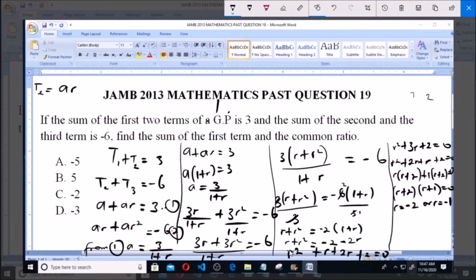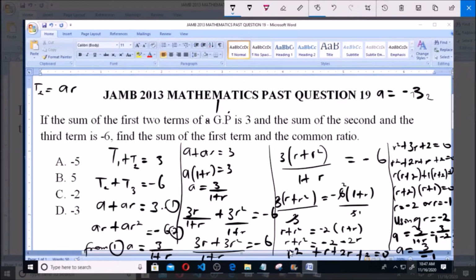Now we've gotten r to be equal to minus 2 or minus 1, but now using r is equal to minus 2, we have that a is equal to 3 over 1 plus r, and that is equal to 3 over 1 plus minus 2. That will give us 1 minus 2. So a is equal to 3 over minus 1, and therefore a is equal to minus 3.